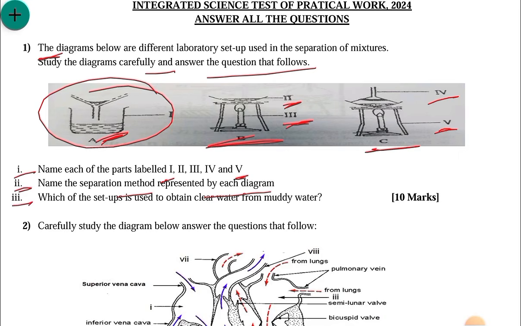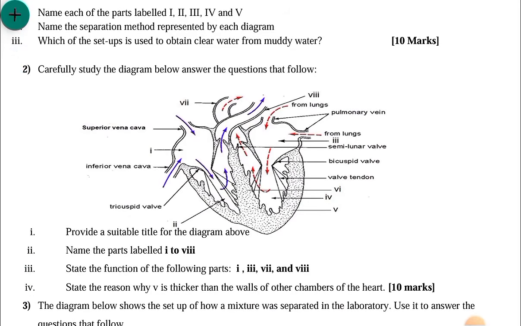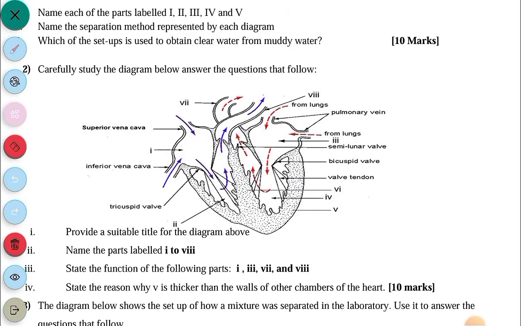So III says, which of the setups is used to obtain clear water from muddy water? So the one that is used to get clear water from muddy water is setup E, which is for filtration. And with this second question, we have a diagram here. And what we are supposed to do is answer the questions. So I says, provide a suitable title for the diagram above. So this diagram here is the cross section of the mammalian human heart.